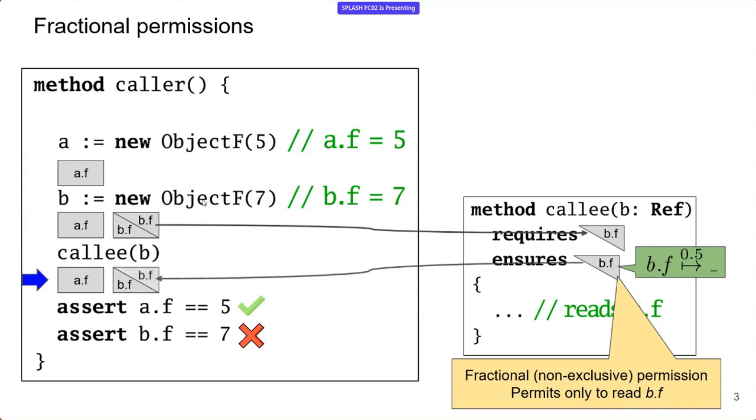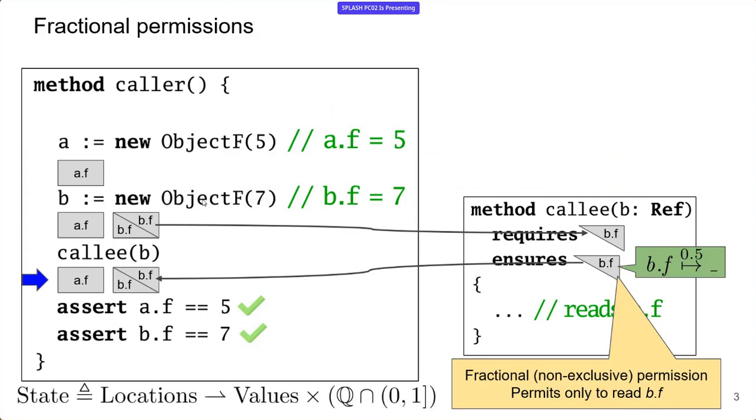So we still apply the frame rule like this, but now we know that b.f couldn't have been modified because the caller kept some permission. So this is the general idea for fractional permissions. And just to understand a bit more what fractional permissions are, it's kind of a fictitious story in separation logic that we have.